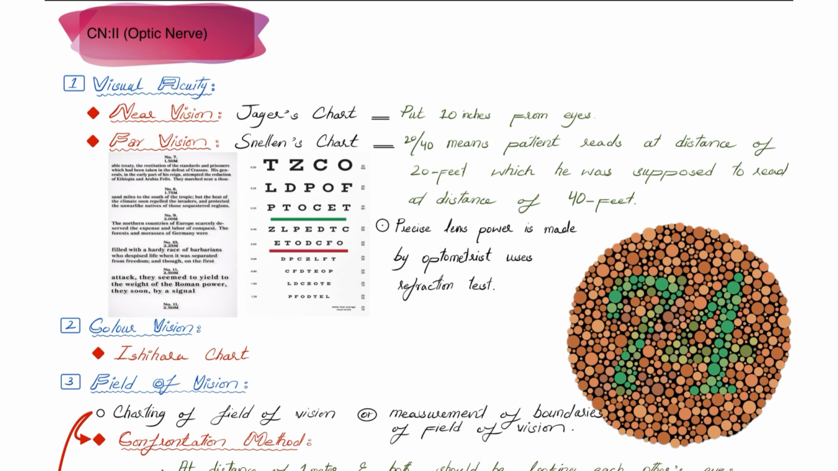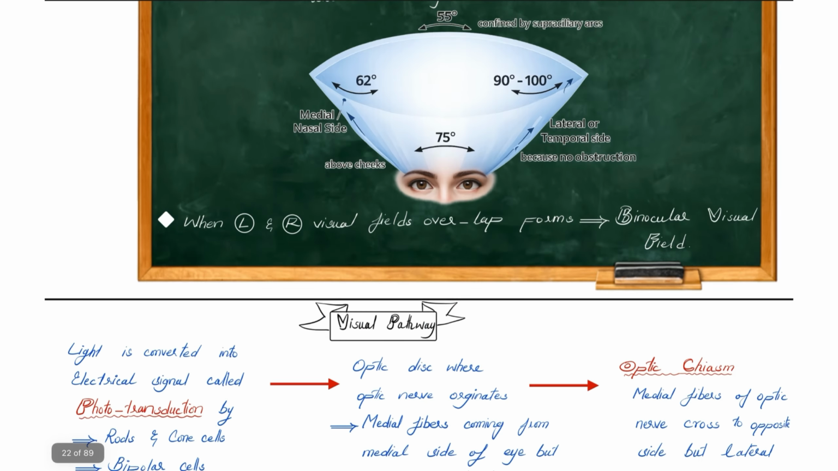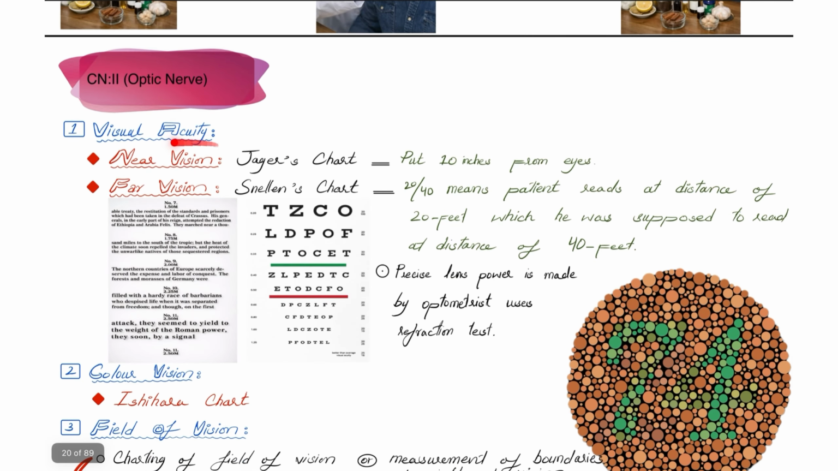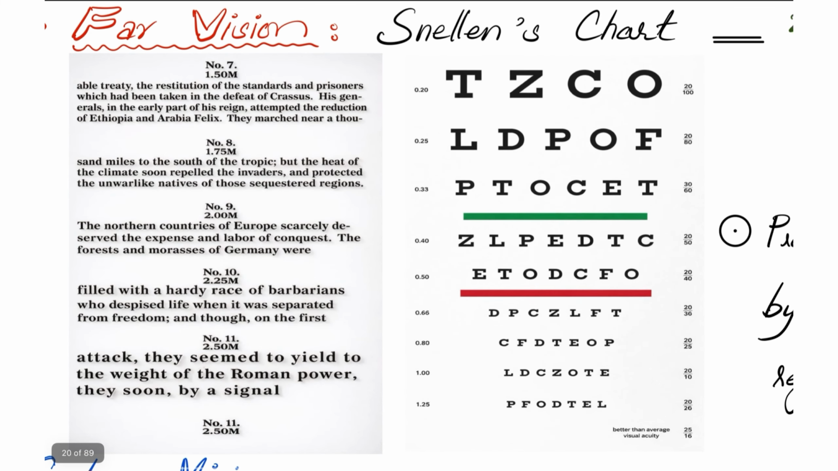like visual acuity, color vision, field of vision, and then fundoscopy. Under the heading of visual acuity, we have to assess near vision with the help of the Jaeger chart. We put the Jaeger chart 10 inches away from the patient and ask him to read it aloud. As you see, the Jaeger chart has different paragraphs of text, and we will see how much of it can be read by the patient.